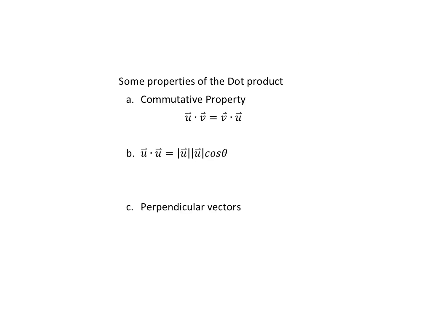Some properties of the dot product. The commutative property just means that it doesn't matter the order that you multiply them in. So order does not matter. It doesn't matter if we do u dot v or v dot u, we're going to get the same result.